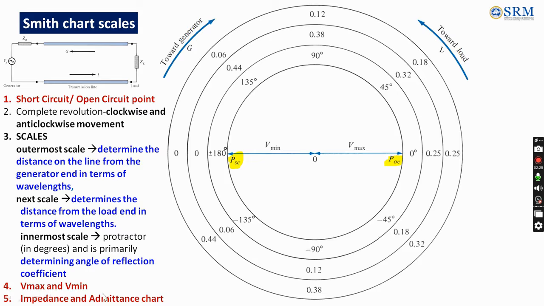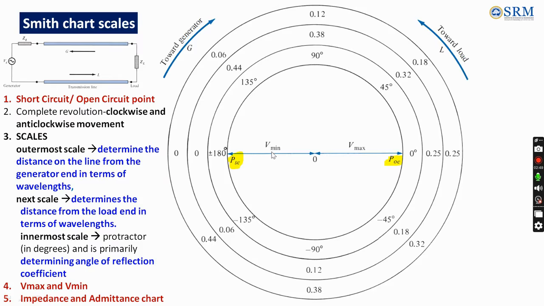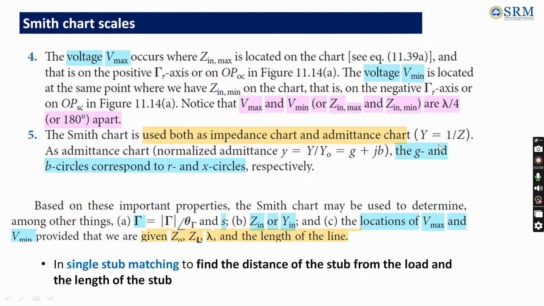And one more thing to note is the position of Vmax and Vmin. Voltage maximum occurs whenever the input impedance is maximum, and it lies on the positive axis of the real part of the reflection coefficient. Similarly, voltage minimum occurs on the negative part of the real part of the reflection coefficient, towards the left hand side. And the distance between Vmax and Vmin is a quarter wavelength, that is 0.25 lambda. Here it is 0 and 0.25 lambda is covered here.